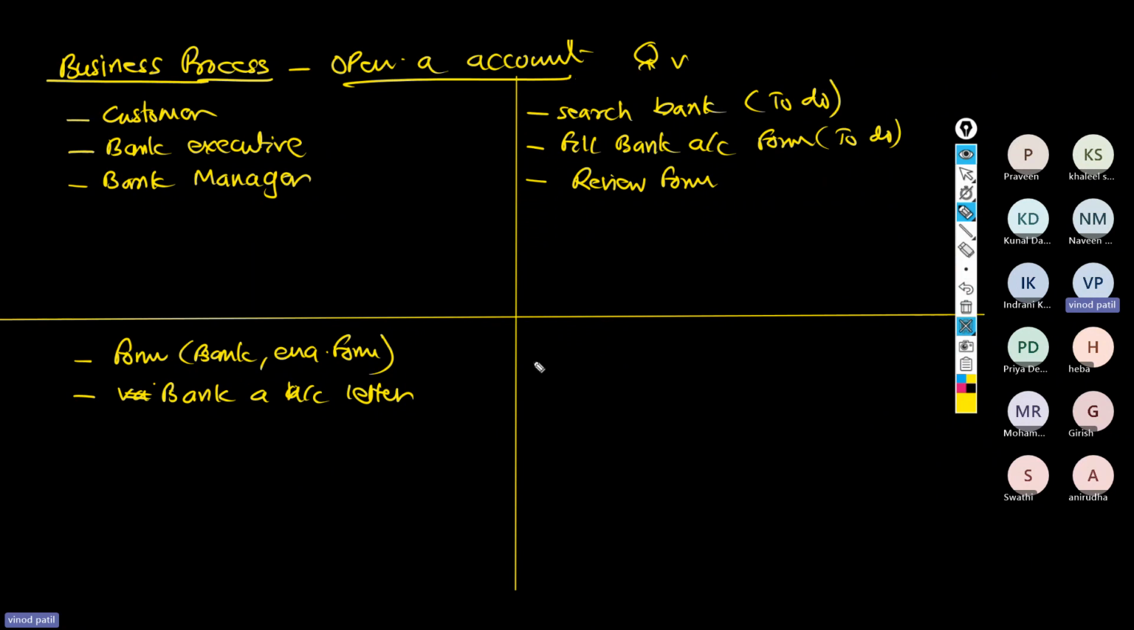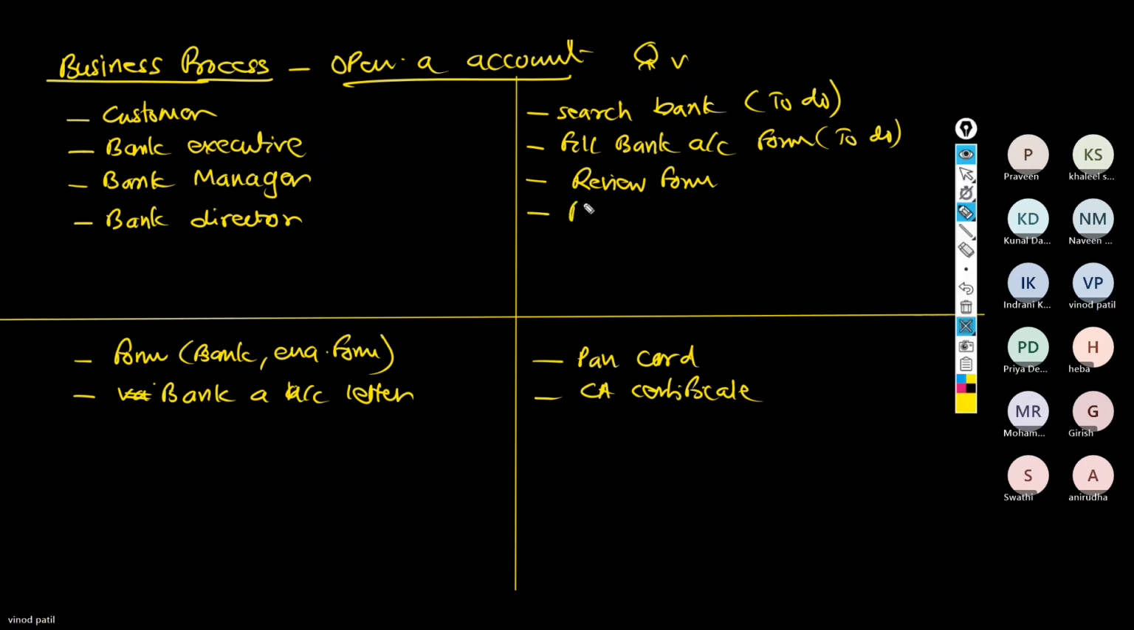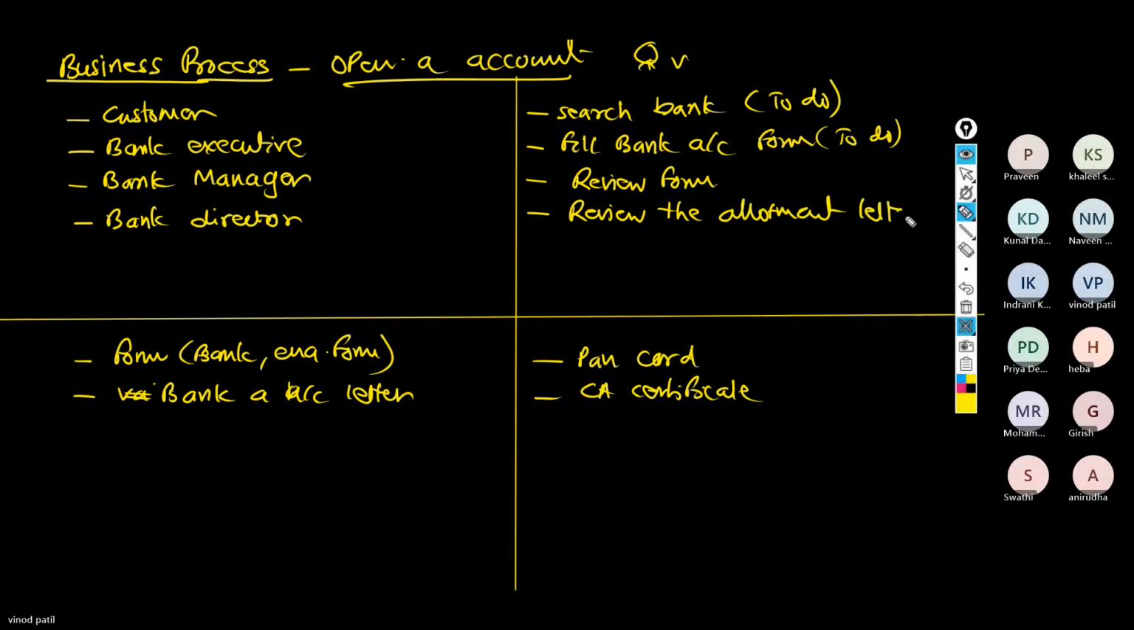Okay, and there will be conditions written, like if this customer has the latest PAN card, or has a CA certificate, then only it will be forwarded to the bank director. So the bank director will again review it, review the allotment letter, and when they review the allotment letter, they will approve.